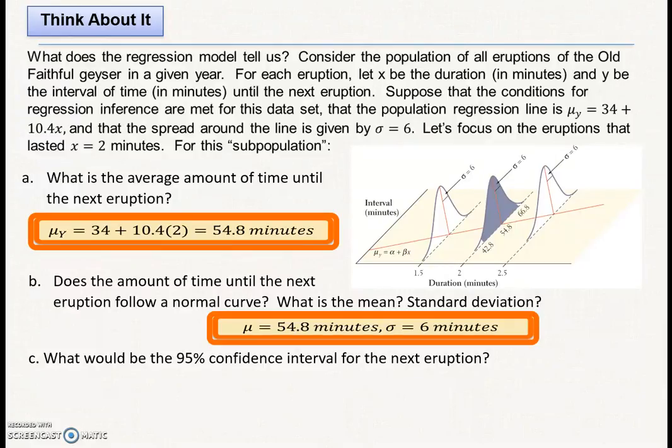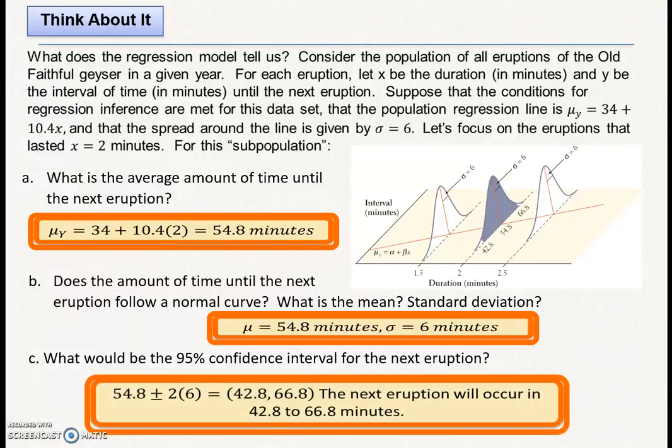If we want to be 95% confident, all we really need is 2 standard deviations above and below. We know our standard deviation is 6. So if we have a mean and our standard deviation, we can construct an approximate confidence interval here by taking the 54.8 plus or minus 2 times 6. That gives us the interval of 42.8 to 66.8 minutes. So we can make this answer a little bit better by saying we are 95% confident that the next eruption will occur in 42.8 to 66.8 minutes.